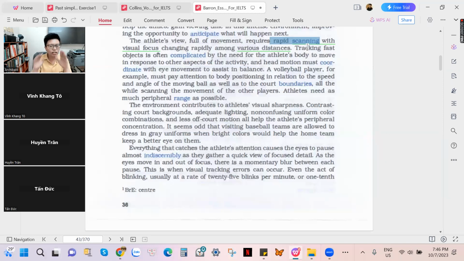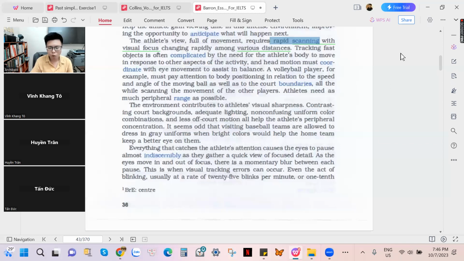When you read the words rapid scanning, you think, oh my gosh, I'm going to scan the reading part. No, this is not about reading. This is not about handwritten reading or telephone reading tips. The word scanning here is about the athlete's eye. He looks at everything in a very quick way because he needs to have a general look at everything before he does something according to the plan, right?